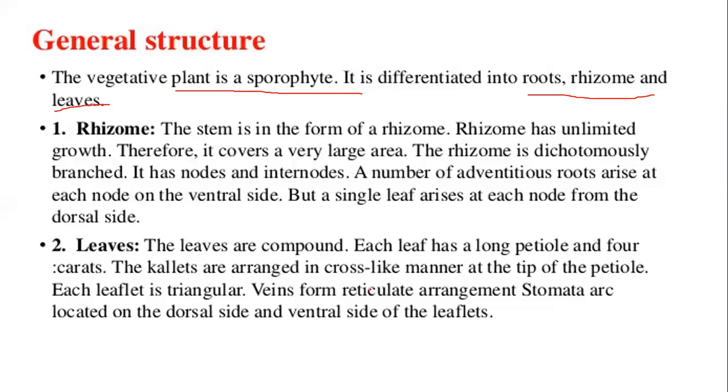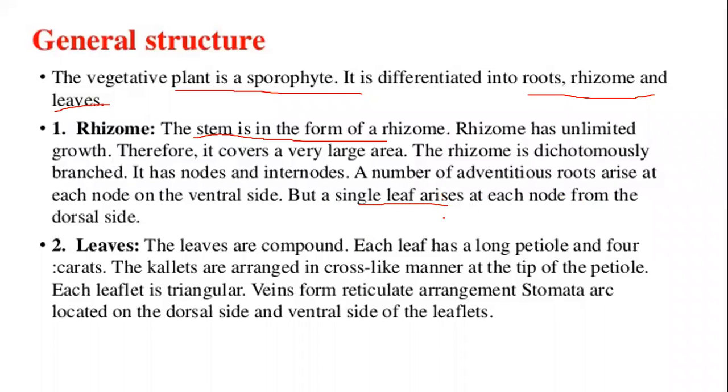Now, when you talk about the rhizome, this is an aquatic plant where the stem is reduced. We can't see any stem over here. The stem is completely reduced in the form of a rhizome. This rhizome is dichotomously branched and has nodes and internodes, and a number of adventitious roots arise at each node on the ventral side, whereas at each node we can see the development of a leaf.